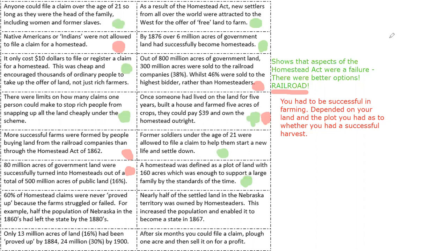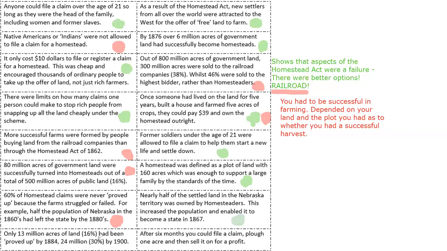60% of the homestead claims were never proved up because the farm struggled or failed. That shows that a lot of it was a failure and goes back to what I said earlier about being successful in farming. Half of the land of Nebraska was owned by homesteaders. This increased the population and enabled it to become a state. Well, this showed that in some areas, it definitely did work.